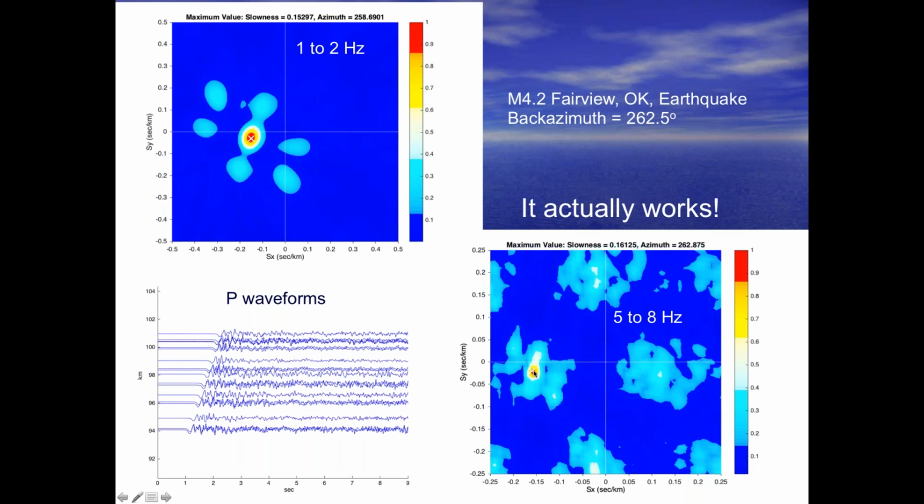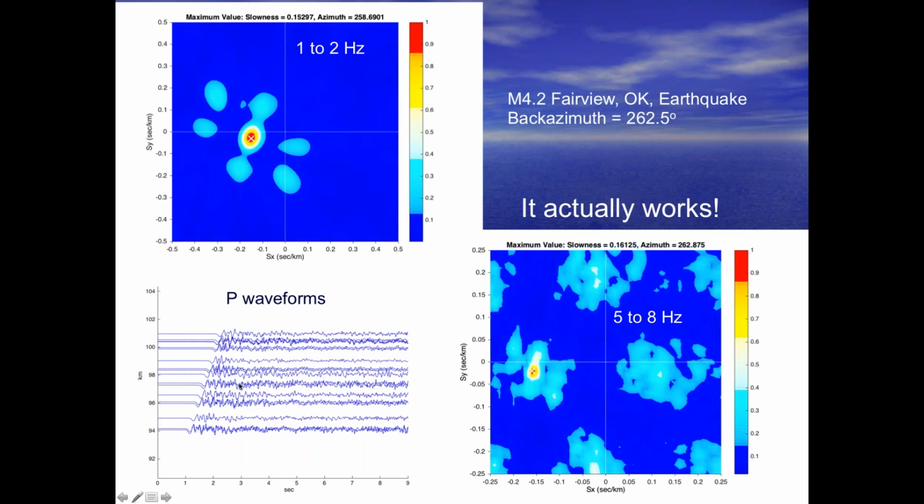But when we go to high frequency, 5 to 8 hertz, this is astounding to me. The array response has a little bit of aliasing. You can see these little wiggles all over the place, but there's a really sharp high peak at where we expect it, which is just spot on to the back azimuth.